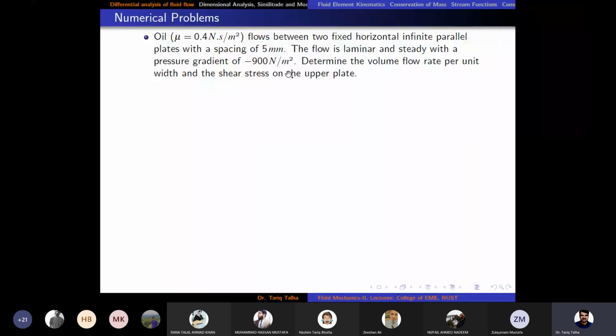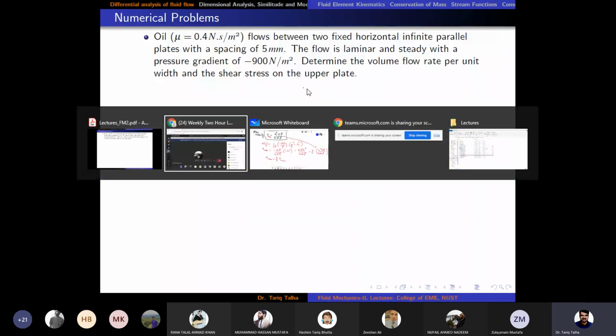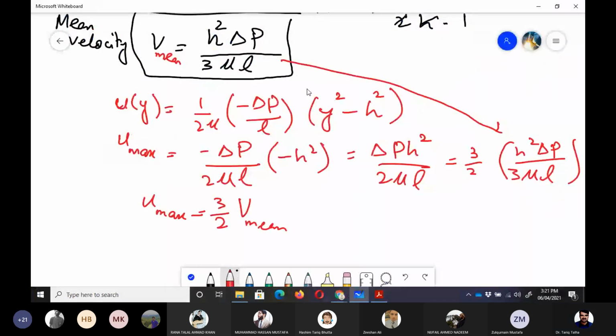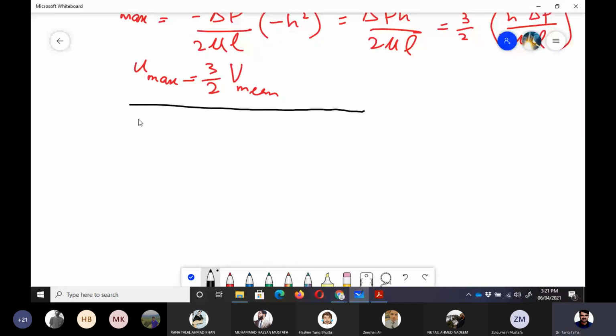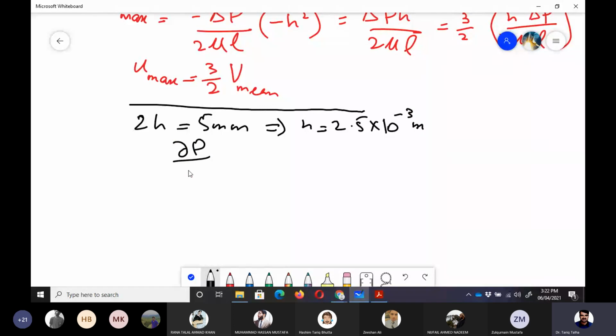Now we need to calculate these two things. One is the volumetric flow rate, and the other is the shear stress. So let's do this problem on the whiteboard. First of all, we have been given that the gap between those two plates is 5 mm. So 2h is equal to 5 mm, so we can say that h is equal to 2.5 into 10 to the power minus 3 meters. Second thing is partial p by partial x, that is given as minus 900 Pascal per meter.